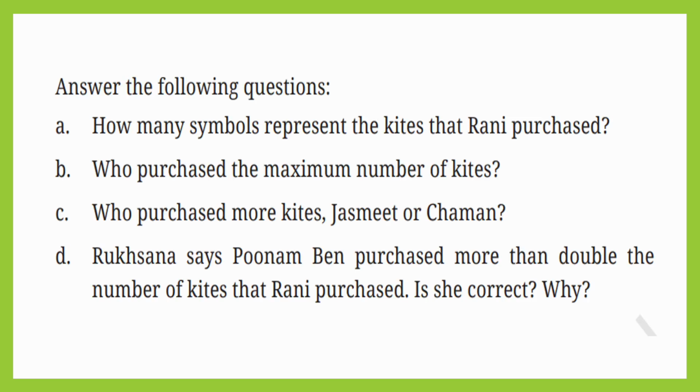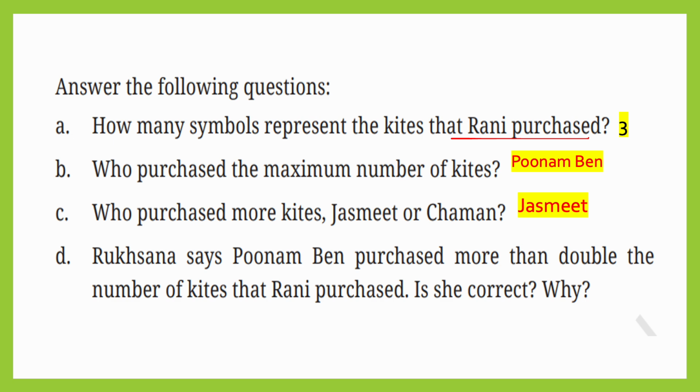Answer the following questions. How many symbols represent the kites that Rani purchased? Rani purchased 300 kites. So, how many symbols are used to represent 300? 3 symbols. Then, who purchased the maximum number of kites? Poonamben, 700 kites. Who purchased more kites, Jasmeet or Chaman? Jasmeet. Ruxana says Poonamben purchased more than double the number of kites that Rani purchased. Is she correct? Why? Yes.